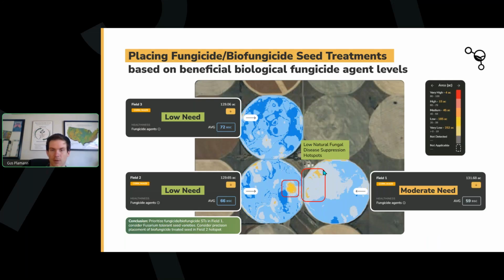And again, this northwest quadrant in field 1, I would say field 1 kind of falls in the moderate need category here, as a field to prioritize placing fungicide or biofungicide, because again, it just doesn't have quite as high of levels of natural fungal disease suppression as fields 3 and 2.